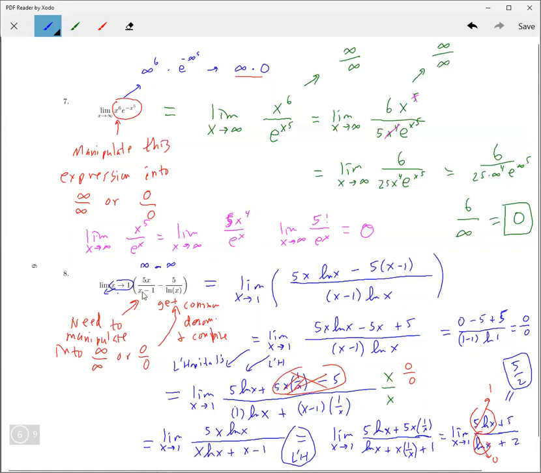Okay, so this is interesting where you have infinity minus infinity. We got common denominators, applied L'Hopital's rule twice. We had to simplify some things along the way, and in the end, 5/2 is the limit.